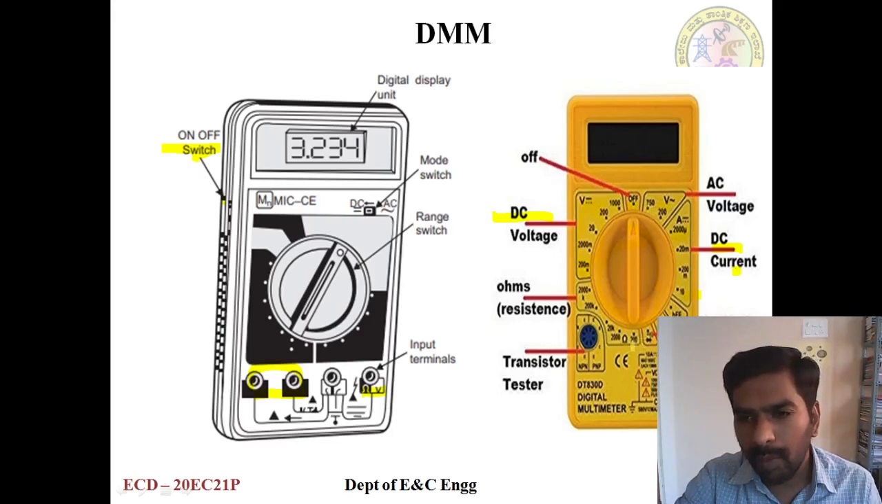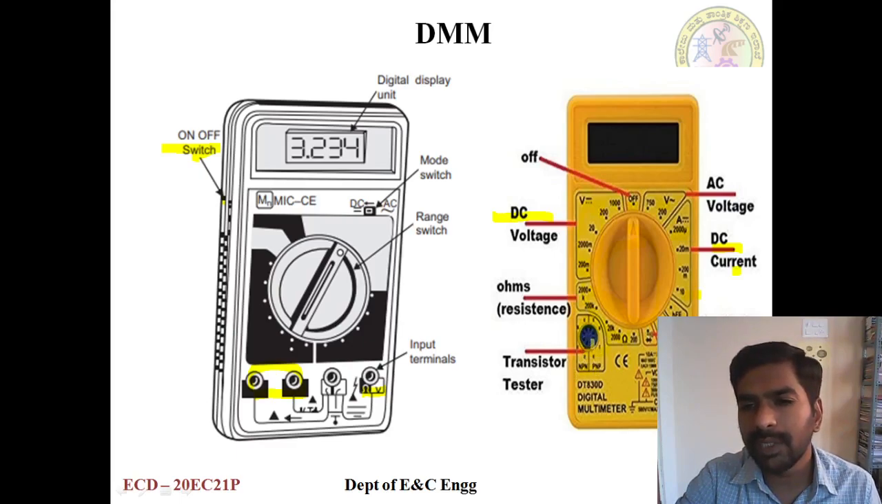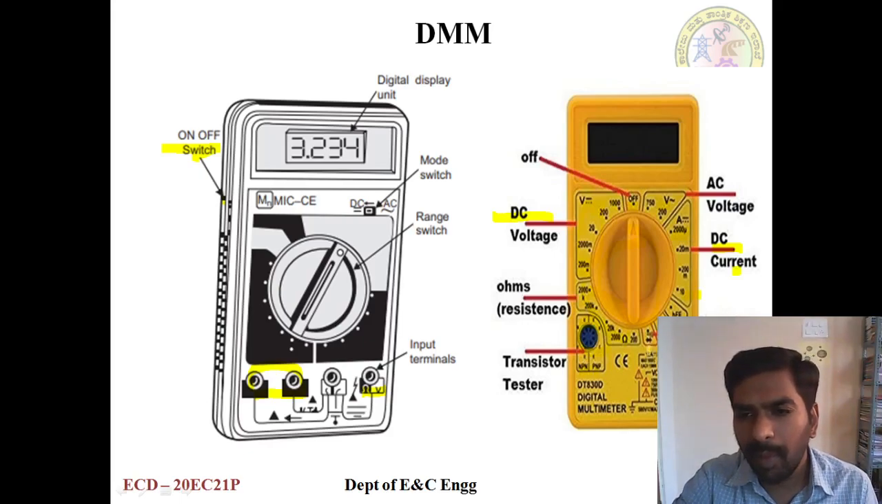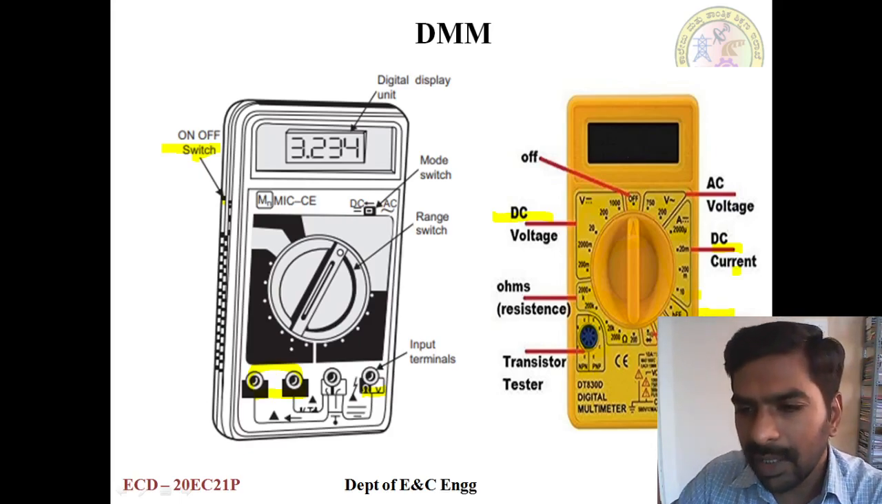Like this, ohm means it's resistance. This is an ohm meter. And this is about transistor testing. We can place the transistor. There are 2 types of transistor, NPN and PNP. There are emitter, base, and collector. We can place it here, and there is a point called hFE for the transistor. See here, if you rotate this knob to the hFE mode, you will be able to find the gain of this transistor.